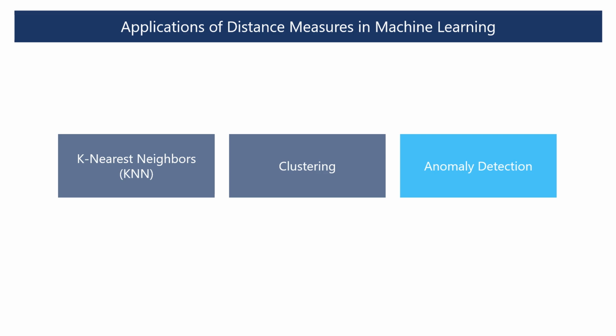The third example is anomaly detection. We can use a distance measure to detect anomalies by identifying data points far from most of the data. Points with large distances from other points will likely be considered anomalies.